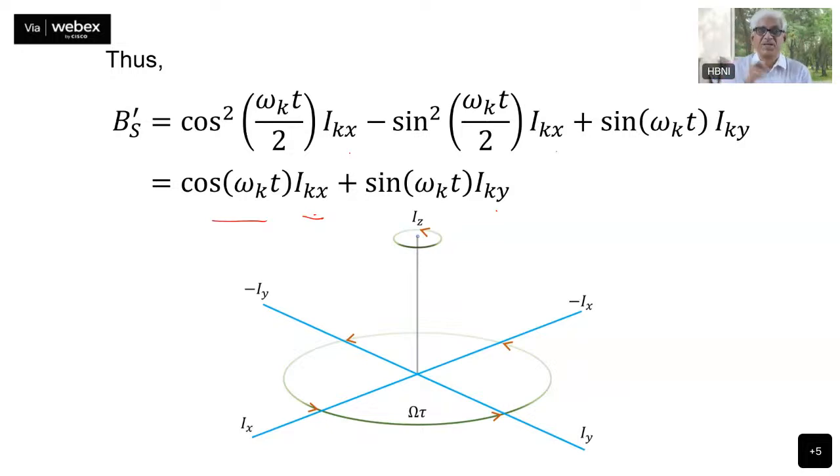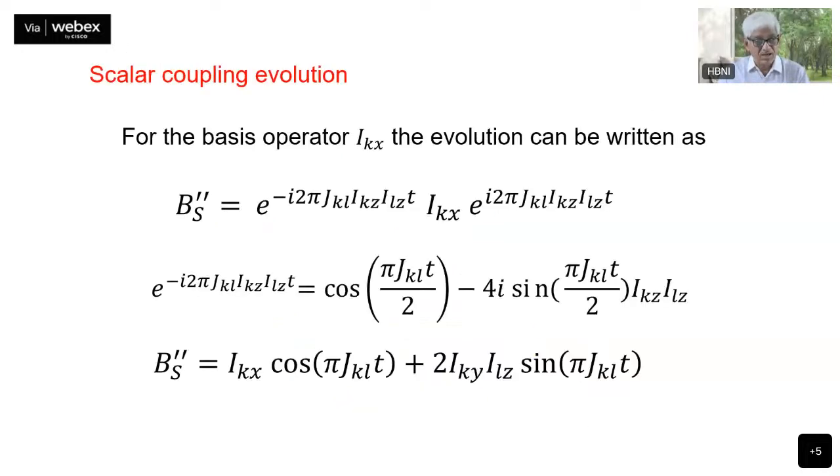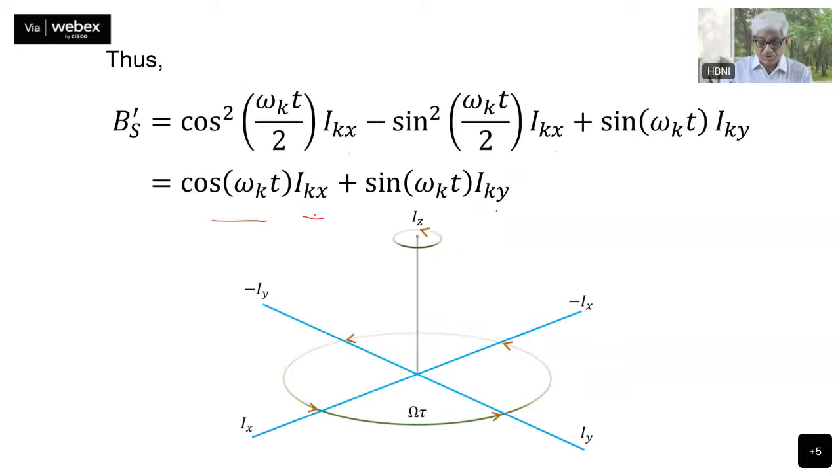See, evolution of chemical shift meaning what? It is a rotation in the transverse plane. Kx goes to Kx plus Ky. Ky goes to Ky minus Kx. Now suppose I were to start from Iy, I get Iy and minus Ix. Okay, that will probably come in the next one. This is scalar. Okay, so therefore, this picture is shown to indicate what all the transformations are happening.